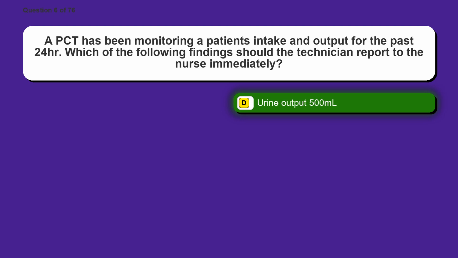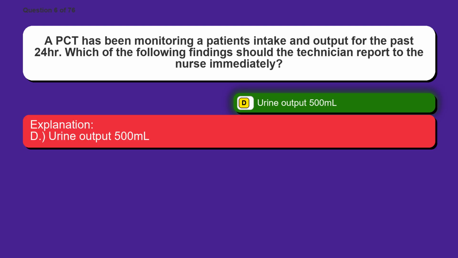The correct answer is option D. Urine output 500 ml.